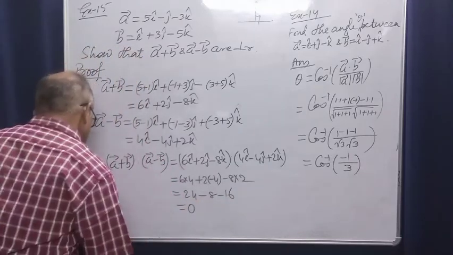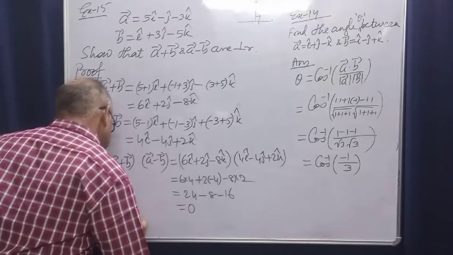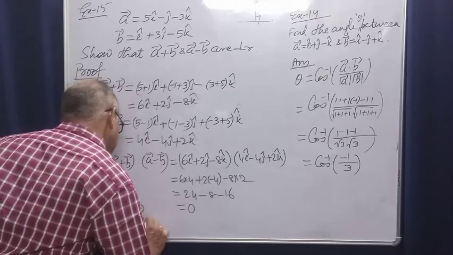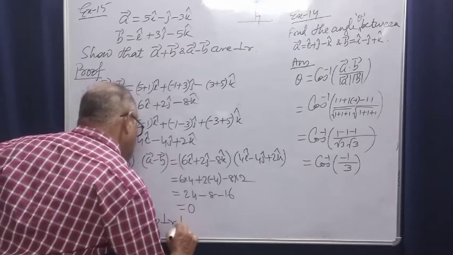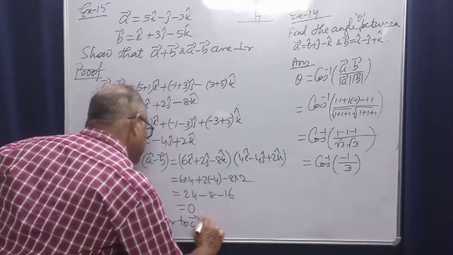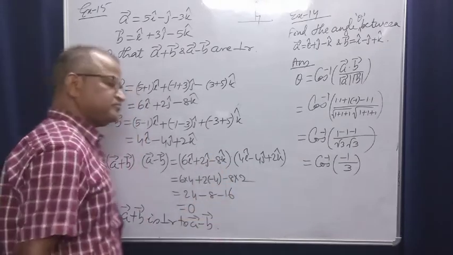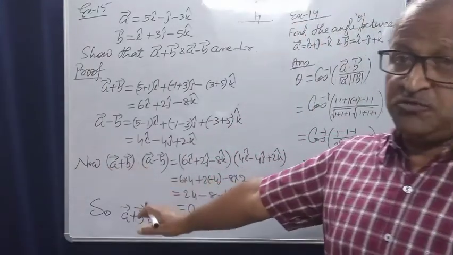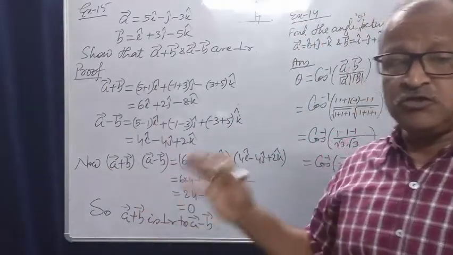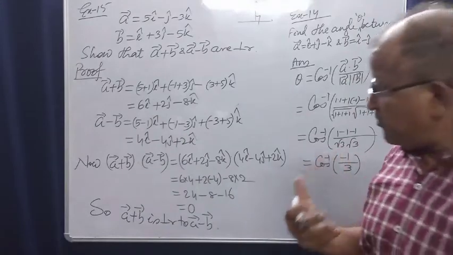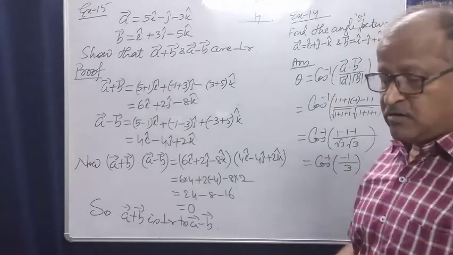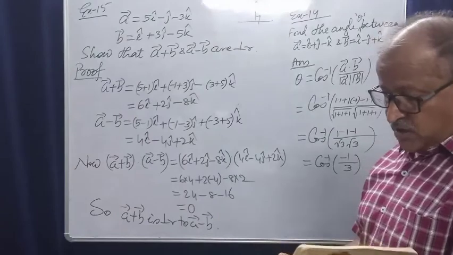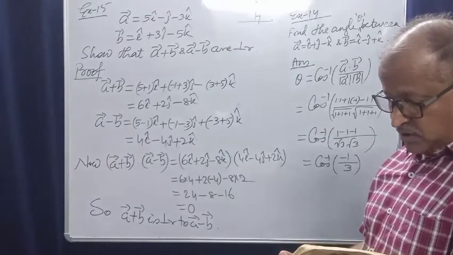So, A plus B is perpendicular to A minus B. Proved. Right? Because the dot product of these two vectors is 0. So, these two vectors are perpendicular to each other. Right? Okay. Now, let us come to the example 16.